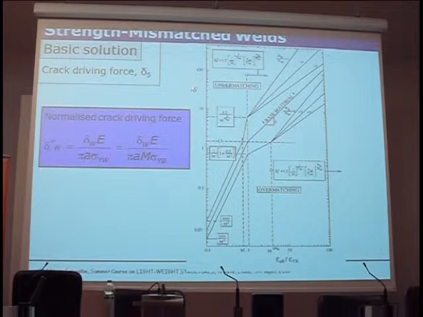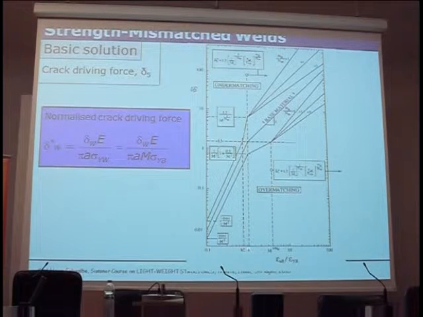So it's just a number, and it's normalized by the modulus of elasticity and by the crack size. Here we have the yield strength, or you can replace this by the mismatch factor and the yield strength of the base plate. And again, this is plotted as a function of the strain in the base plate normalized by its yield strength.